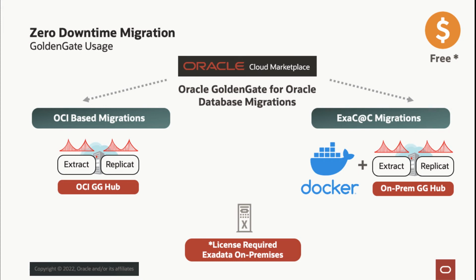Now, for logical online migration to Exadata on-premises, you can also use GoldenGate, but you do need to bring your own license. So there's no exception, or no usage granted, when you're migrating to Exadata on-premises with ZDM, with a logical workflow, and using GoldenGate.